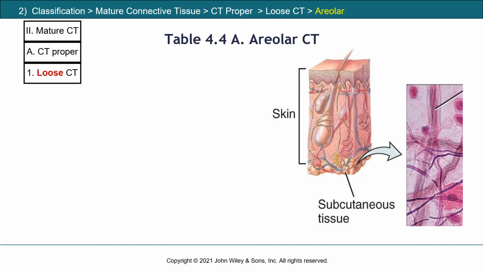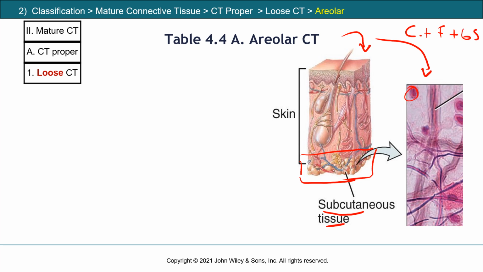Now we're going to talk about the areolar connective tissue. And for that I show you this picture of the skin. Why? Because in the skin you have this wonderful section, the subcutaneous tissue, where you have the areolar connective tissue. And here you can see, remember, cells plus fibers plus ground substance. So cells here, fibers here, and in white you see surrounding everything the ground substance. If you look, there are few fibers and there is more ground substance.